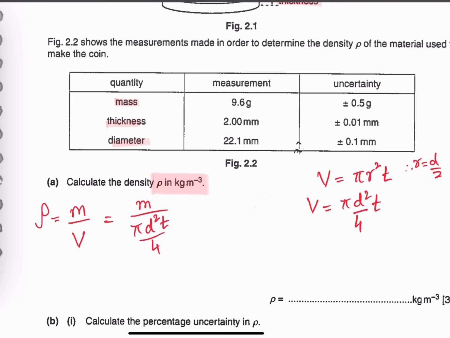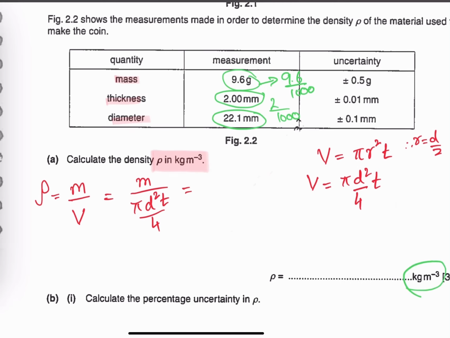Putting the values, mass is given, that is 9.6. You have to convert this 9.6 from grams into kg, so 9.6 divided by 1000. For thickness it's in millimeters, so 2 divided by 1000, and diameter is also in millimeters. You have to write down your answer in kg per meter cubed, so you have to convert all the units. It is 22.1 divided by 1000.